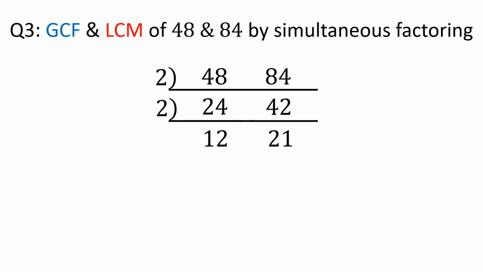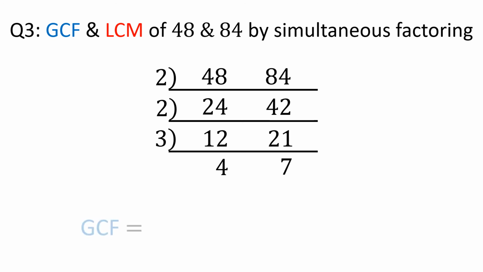We have 12 and 21. Both numbers can be divided by 3. 12 divided by 3 is 4, and 21 divided by 3 is 7. Now we have 4 and 7. Since there is no common factor for both numbers, we stop factoring.